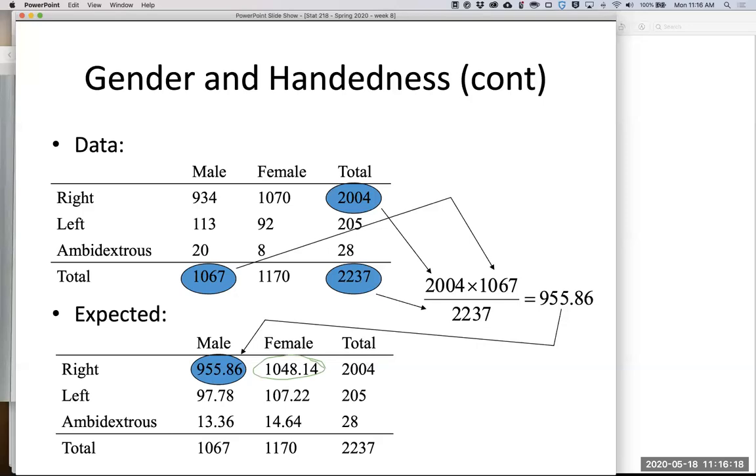If I know the right-handers are 2004, I can subtract, because the male count plus the female count of the expecteds equals the total count for the right-handers. One upper left cell, the expected count was determined. Now my claim is I've still got 2 rows and 2 columns left. If I figure out the expected count in a second location, that'd be 205, the row total, times the column total, 1067, over the total of the whole table, 2237.